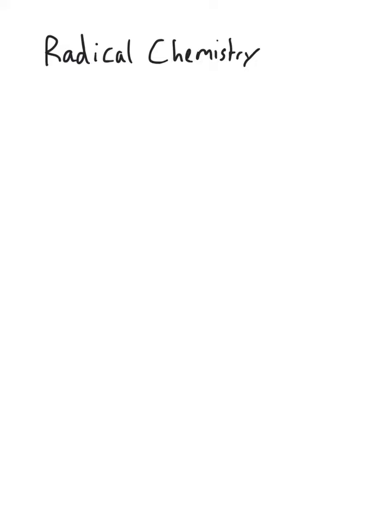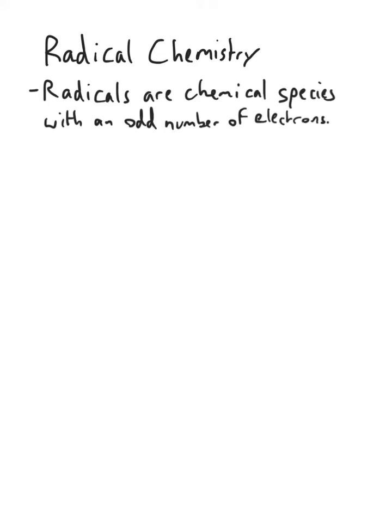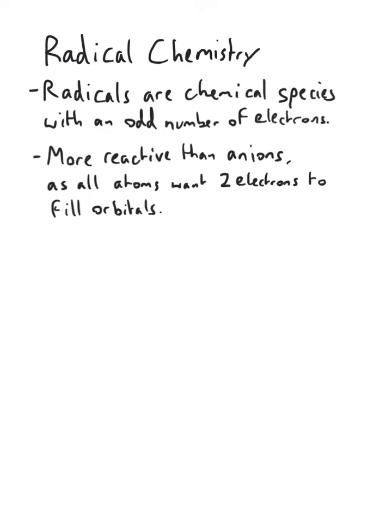This video is about radical chemistry. Radicals can be broadly defined as any chemical species with an odd number of electrons. They are more reactive than regular anions because all elements want to have 2 electrons in each of their orbitals.